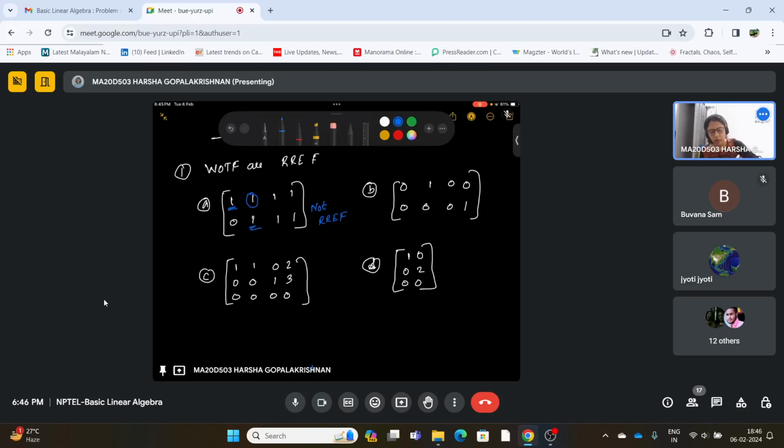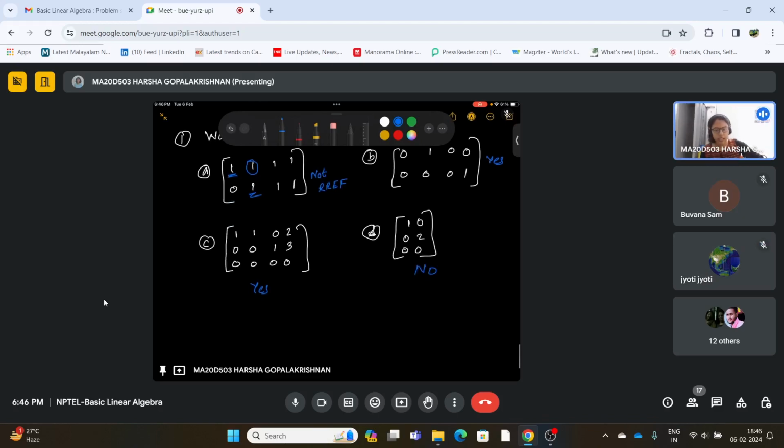Now, what about the second one? Yes, the second one is a row reduced echelon form. It is very simple. And what about the third one? The third is also, but the fourth is not, because in the fourth the pivot element is not 1. Yes, the third is a row reduced echelon form.